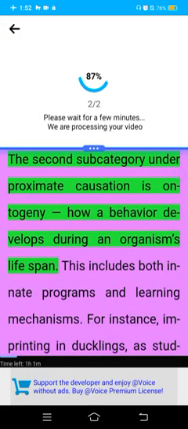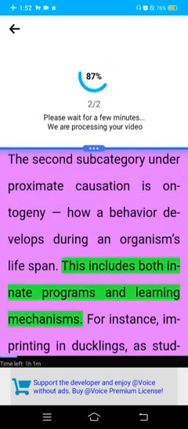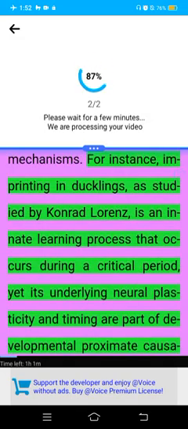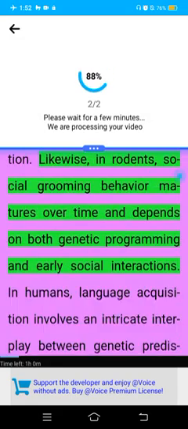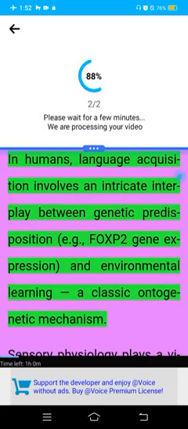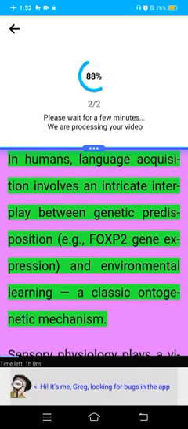The second subcategory under proximate causation is ontogeny, how behavior develops during an organism's lifespan. This includes both innate programs and learning mechanisms. For instance, imprinting in ducklings, as studied by Konrad Lorenz, is an innate learning process that occurs during a critical period, yet its underlying neuroplasticity and timing are part of developmental proximate causation. Likewise, in rodents, social grooming behavior matures over time and depends on both genetic programming and early social interactions. In humans, language acquisition involves an intricate interplay between genetic predisposition, e.g., FOXP2 gene expression, and environmental learning, a classic ontogenetic mechanism.